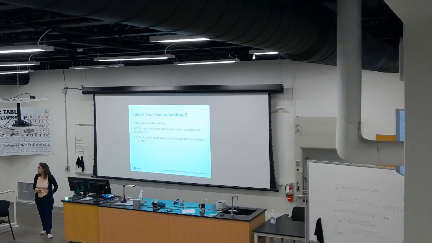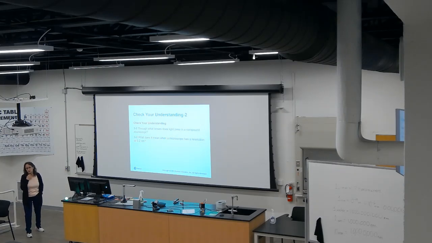Before we move into other types of microscopes, answer this question. Through what lenses does the light pass in a compound microscope? Which lenses? Condenser, and what else? Objective, and it passes through the ocular lenses.